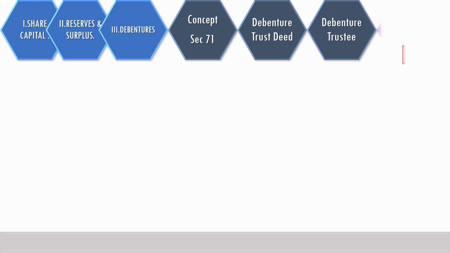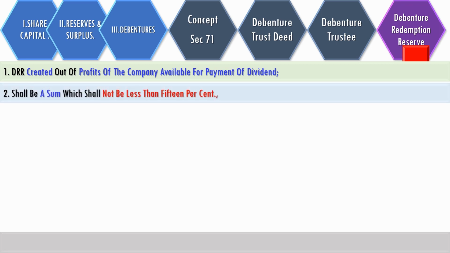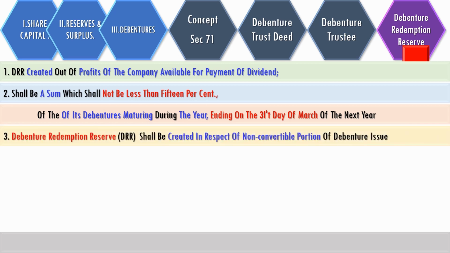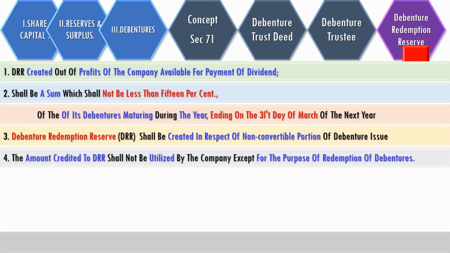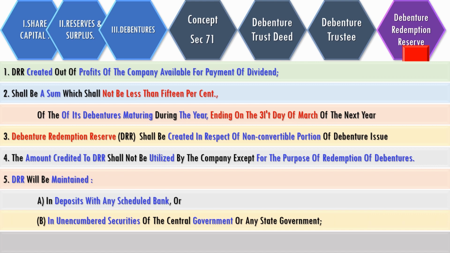A debenture redemption reserve is created out of profits of the company available for payment of dividend. It shall not be less than 15% of the debentures maturing during the year ending 31st March of the next year. The DRR shall be created in respect of non-convertible portion of the debenture issue. The amount credited to DRR shall not be utilized except for the purpose of redemption of debentures. The debenture redemption reserve will be maintained in deposits with any scheduled bank or in unencumbered securities of the central or state government.